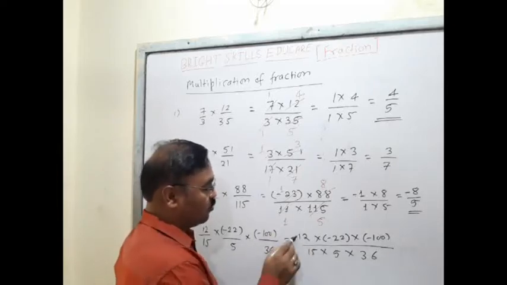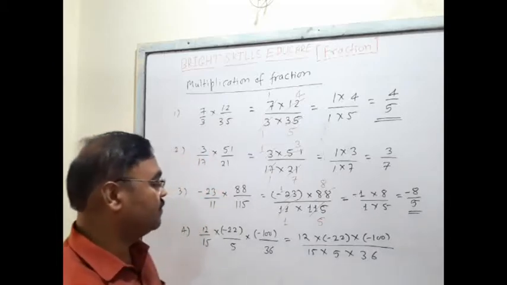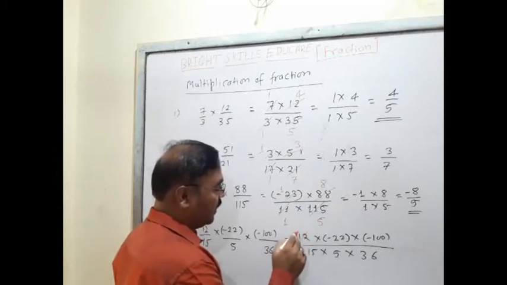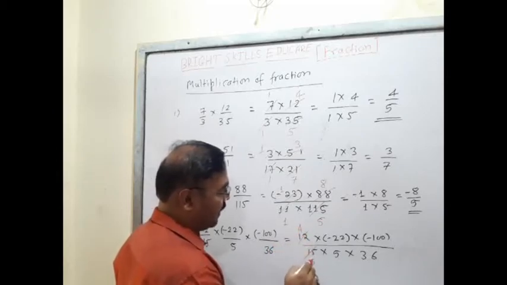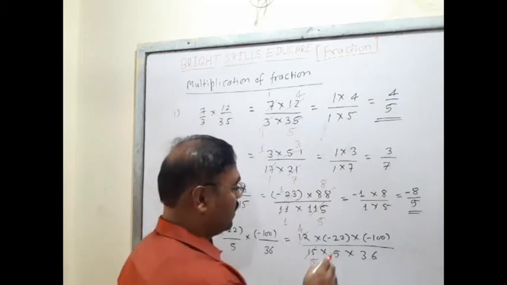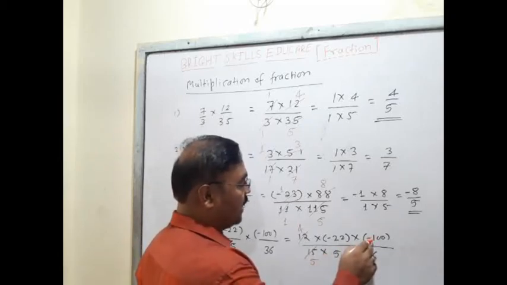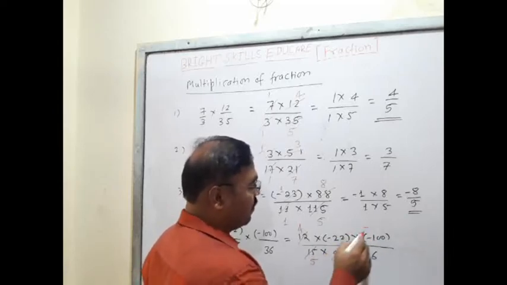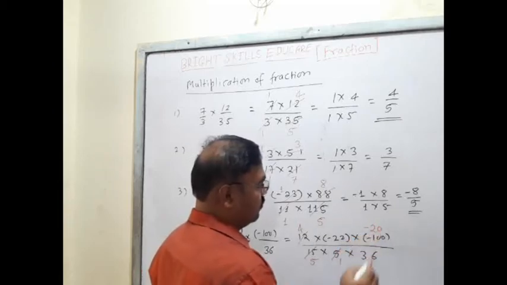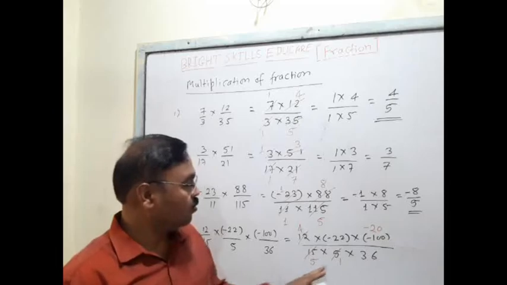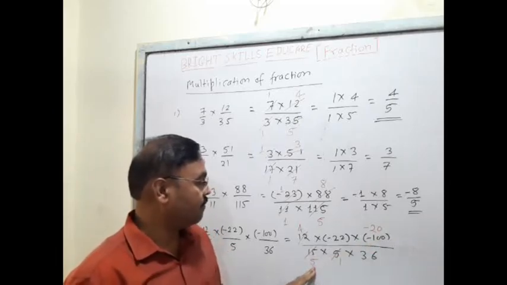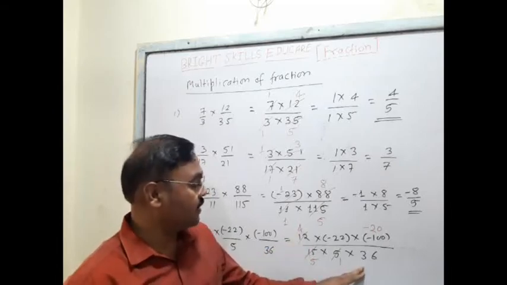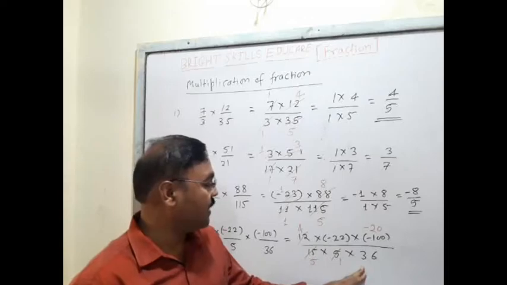So many things are there. 12 and 15 both are divisible by 3. See carefully. 3 4s are 12 and 3 5s are 15. 5 can divide 100, so 5 1s are 5, minus sign will be already here. 5 2s are 10 and 0. 5 20s are 100, so 100 is cancelled by 5. And again students see, 4 can cancel 36. 4 1s are 4, 4 9s are 36.